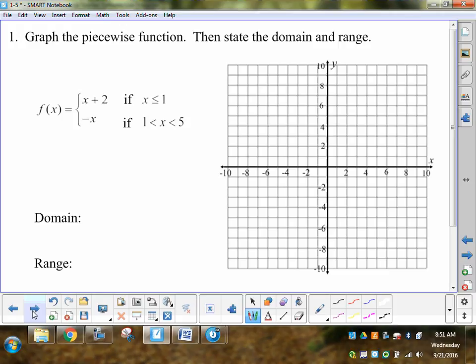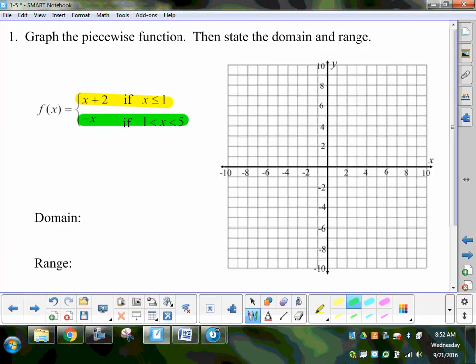We're going to graph this piecewise function and state its domain and range. Now, I'm going to ask this piece of you first. Hands up, please, if you can tell me at what x value I'm transitioning from the yellow piece to the green piece. We got 3 of us, 4.